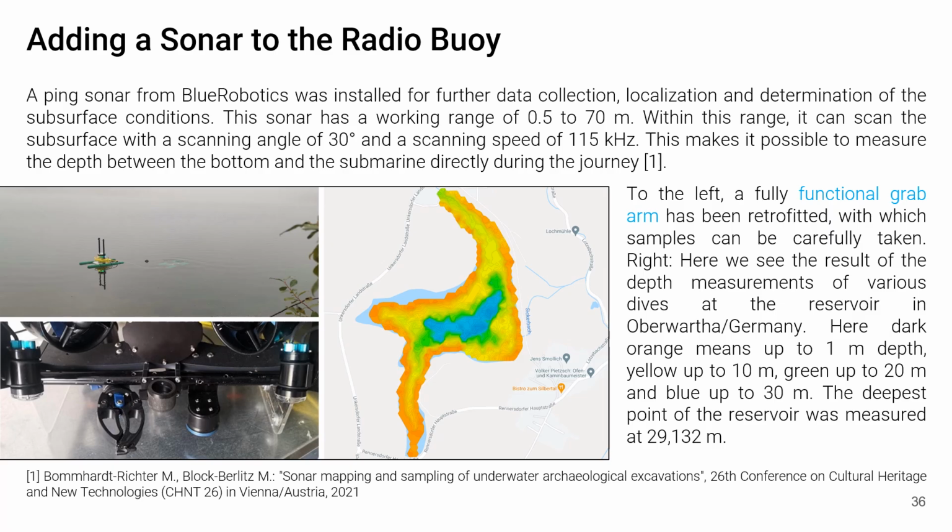On the right, we see the result of the depth measurements of various dives at the reservoir in Oberwartha in Germany. Here, dark orange means up to 1 meter depth, yellow up to 10 meters, green up to 20 meters, and blue up to 30 meters. The deepest point of the reservoir was measured at 29.132 meters.